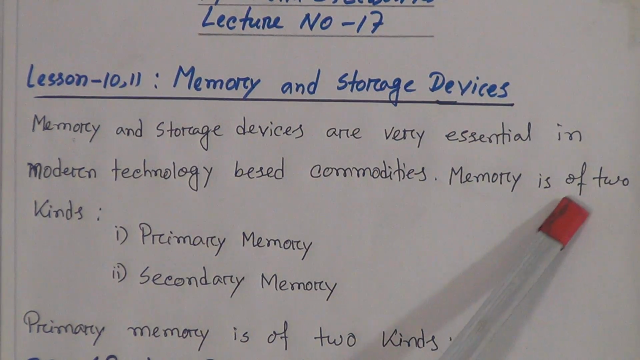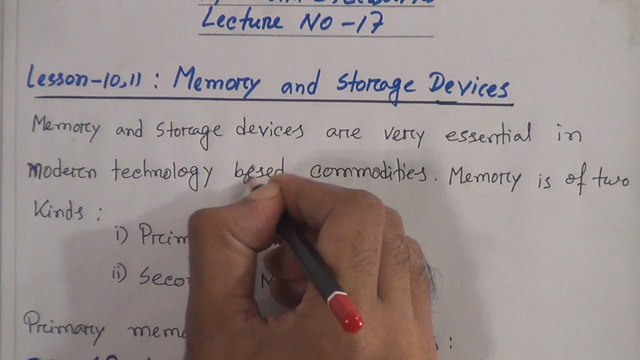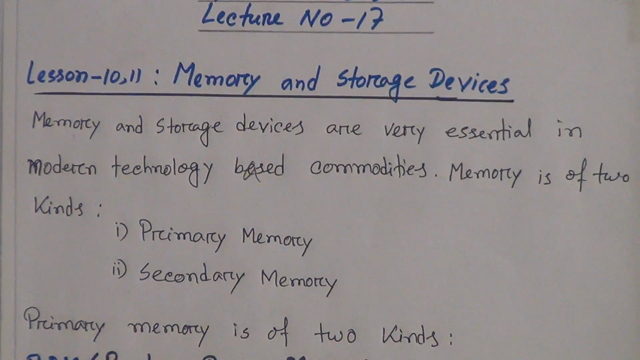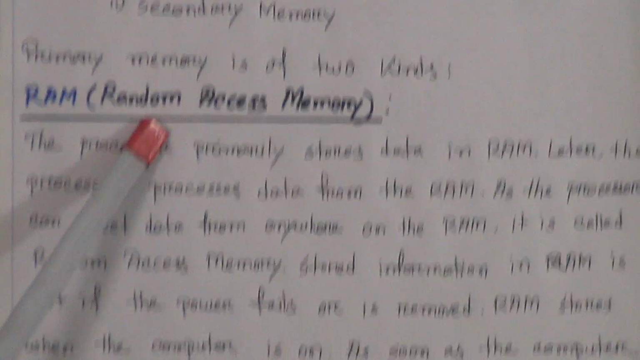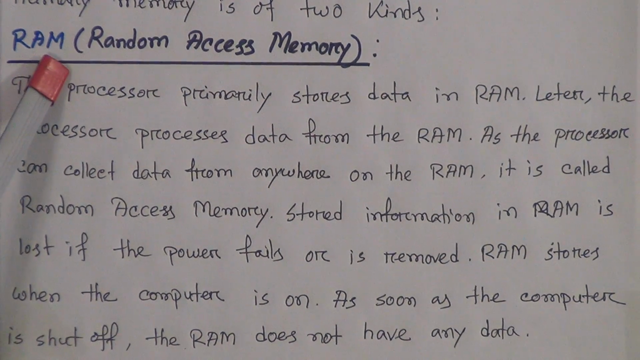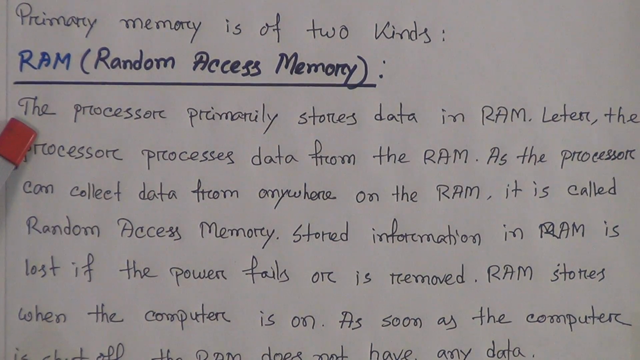Memory is of two kinds. Number one, primary memory, and number two is secondary memory. And primary memory is of two kinds. Number one, RAM, that means random access memory. Now we will know about RAM.